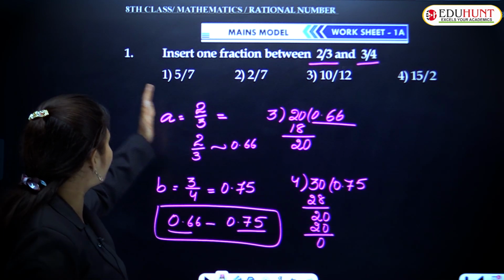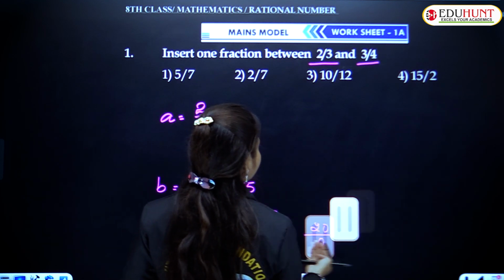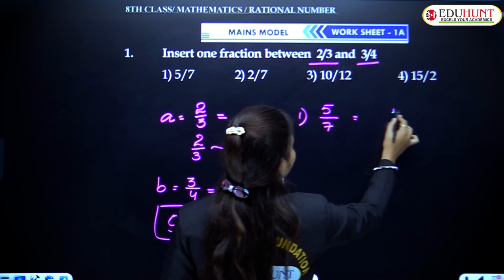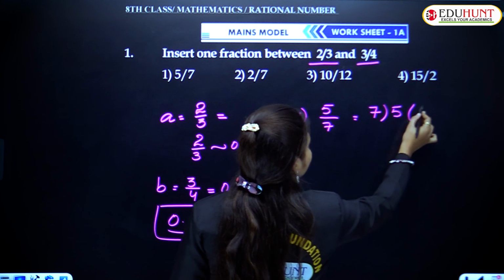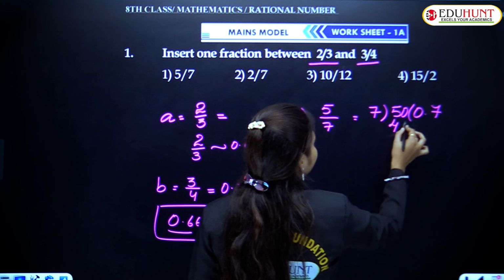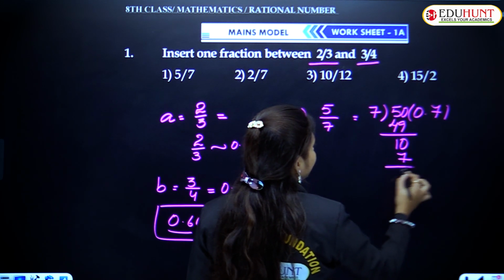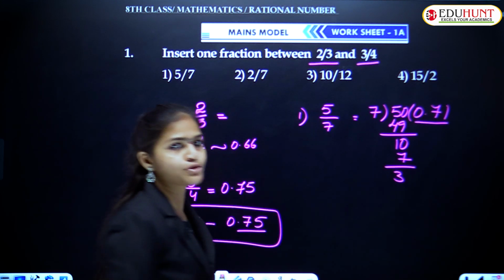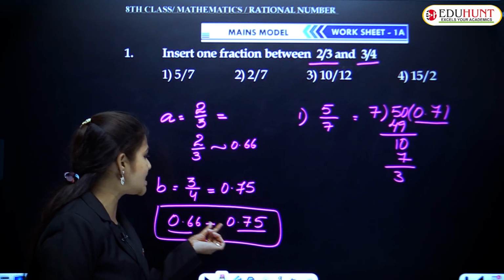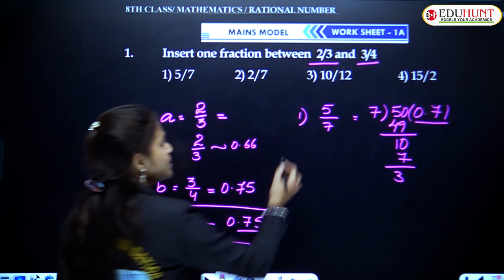Now come to the options. The first option, option 1, is 5/7, which means 5 divided by 7. Keep 0 here and 0. 7 7s are 49 and the leftover is 1. So the value is 0.71. So 0.71 lies between 0.66 and 0.75. Yes or no? Yes. So just keep this one aside.